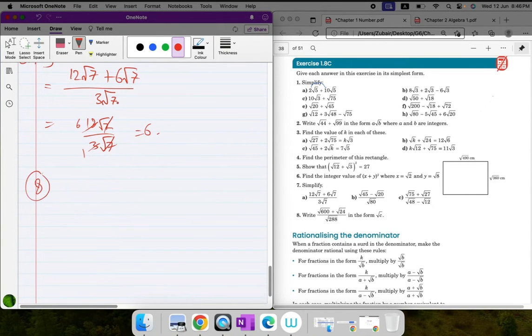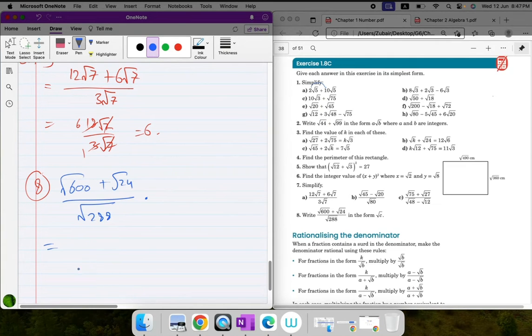Solve question number 8. Use your calculator. Square root 600 plus square root 24 divided by square root 288. Use your calculator and let me know what you get.